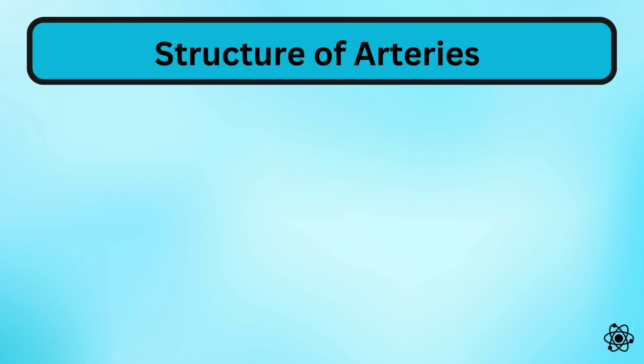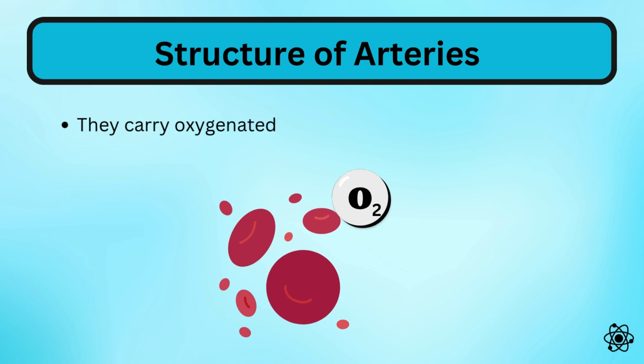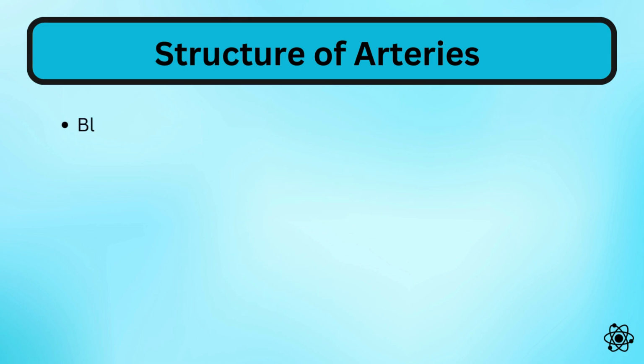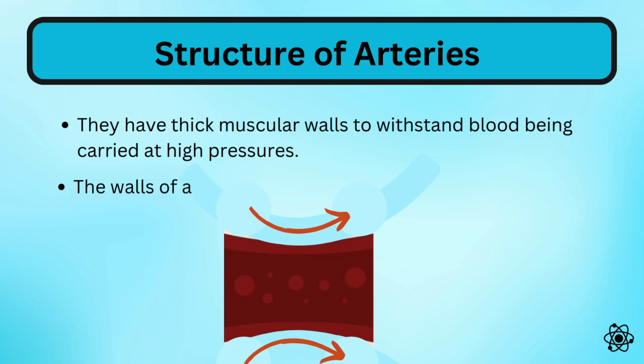Let's dive into the structure of arteries. Arteries carry blood away from the heart. They carry oxygenated blood except for the pulmonary artery. Blood flows very fast in arteries. They have thick muscular walls to withstand blood being carried at high pressures. The walls of arteries also have elastic fibers so that they can stretch when the blood passes through.